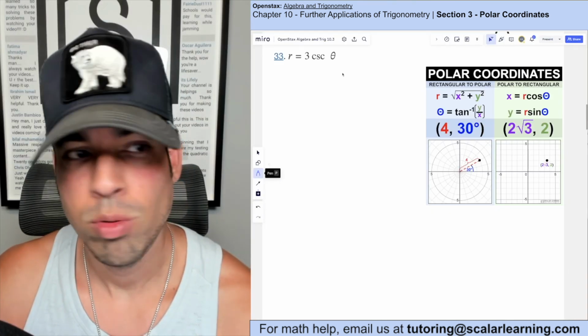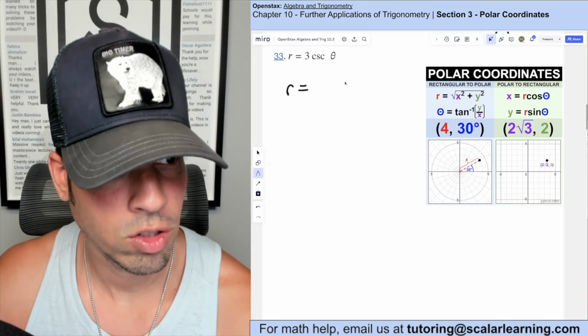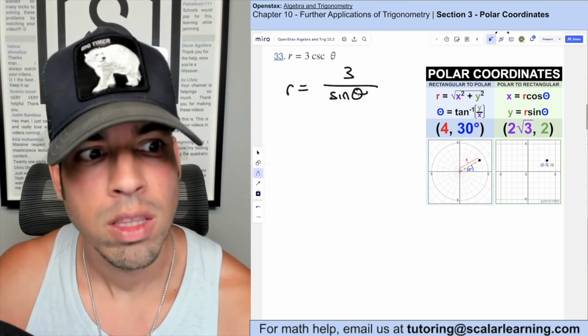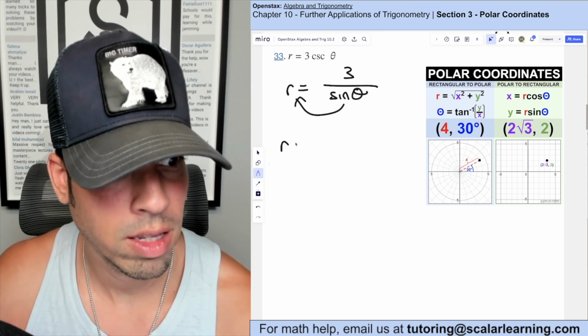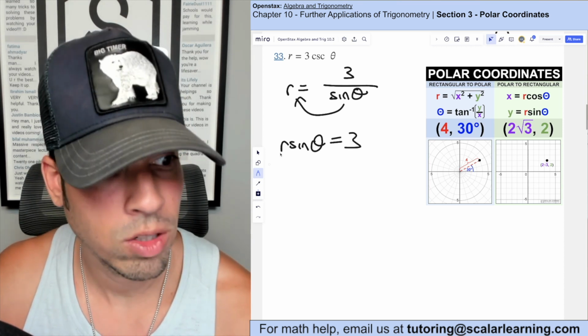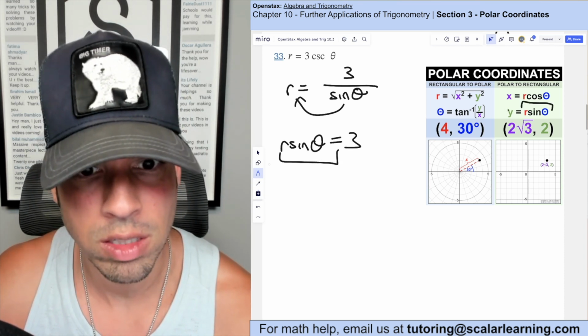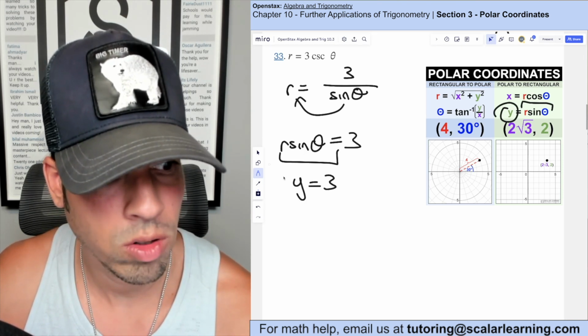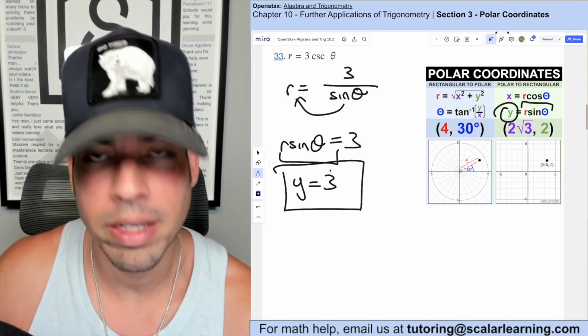Done. So for this one, I'm going to start by converting cosecant to 1 over sine theta, so it's just in the denominator. Then I'm going to multiply this across to the other side, and then I get r sine theta is equal to 3. Now this is great because r sine theta right here is equal to y, so I can replace this with y, and then I've got a horizontal line of y equal to 3. That's how you do it.